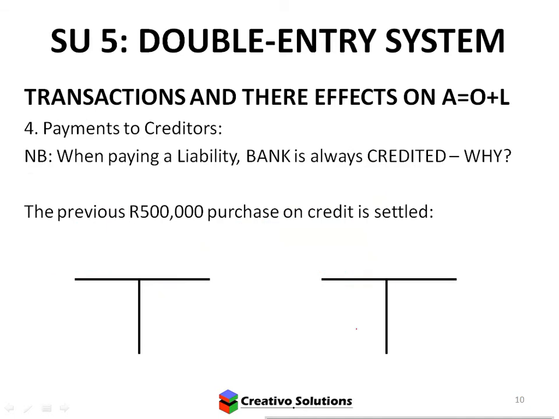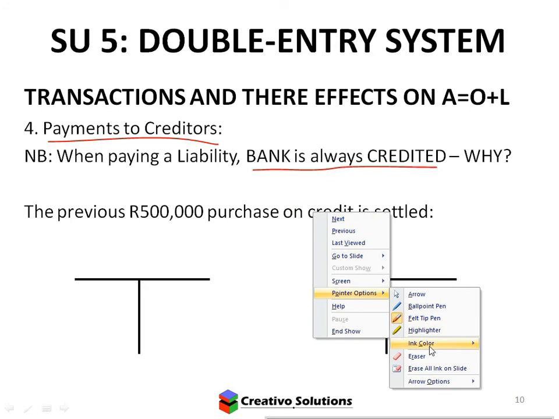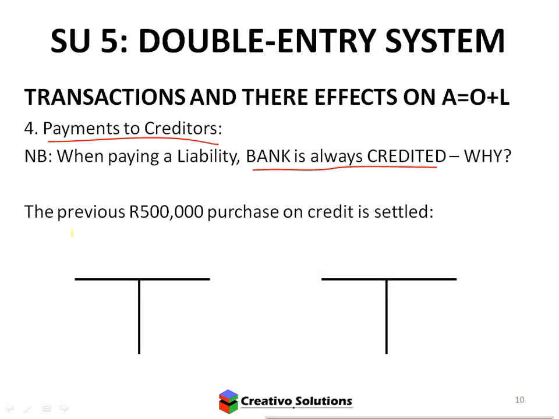Now we're looking at the payment. We just looked at buying something. Now we're going to look at paying off the liability. Here we have a rule that says, if I have a payment to a creditor, the bank is always credited. That's the rule. Let's apply what we know. In the question, what stands out? The previous 500,000 purchase on credit is settled. That should stand out.